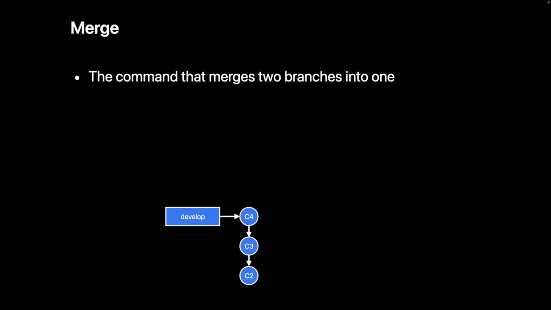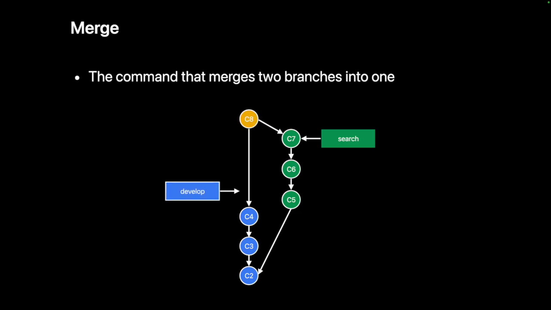Here, we have a branch called develop. To develop a feature that will be included in the next release, we create a new branch named search. We proceed with developing the search feature within this branch. Once the feature development is complete, we merge the search branch back into the develop branch. Merging branch means taking changes from one branch into another. By merging the search branch into the develop branch, all the work done in the search branch is now reflected in the develop branch.